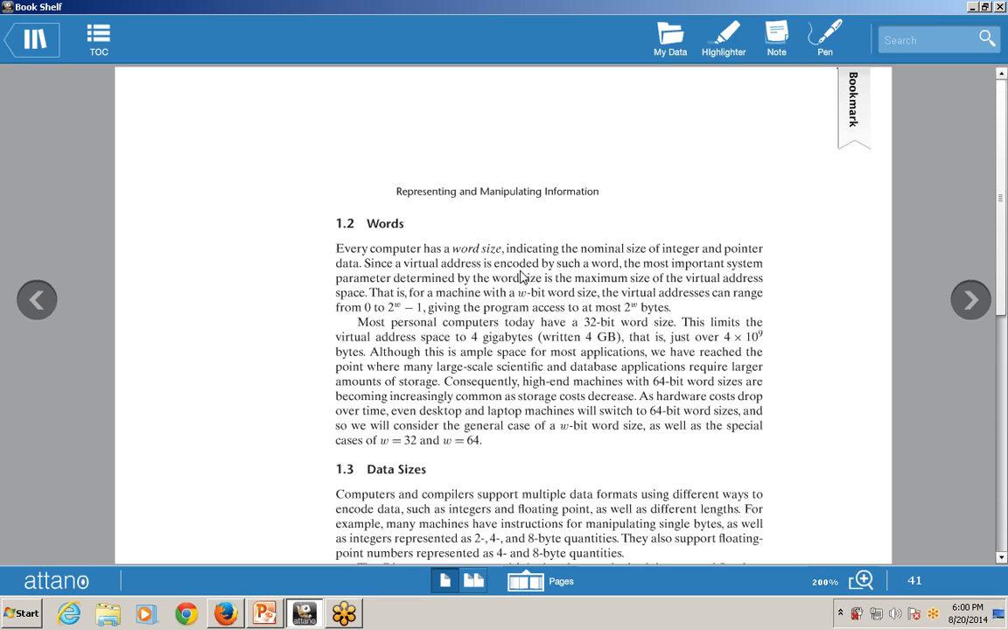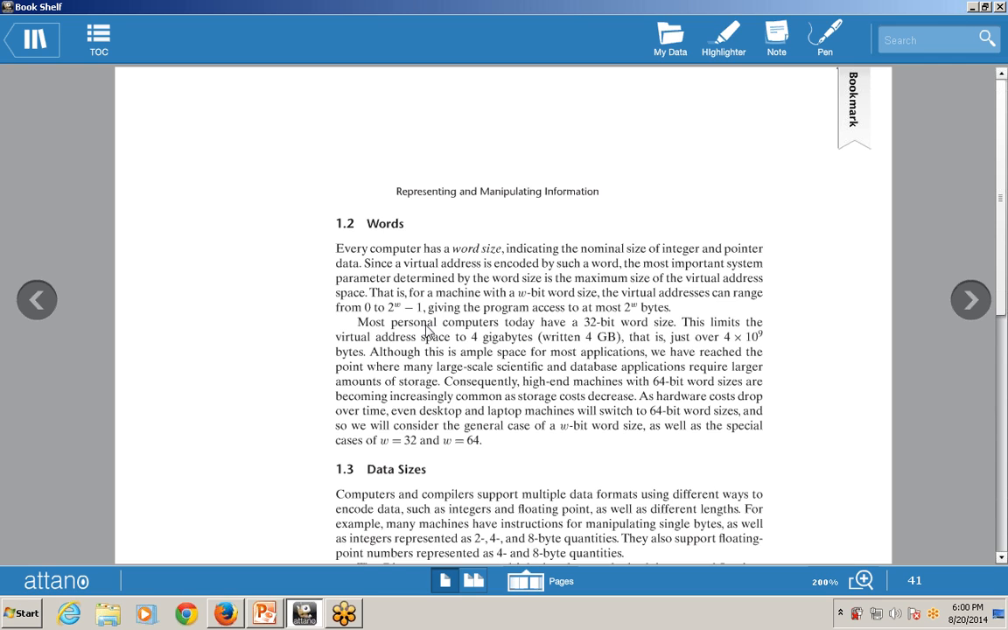Now let's see this in the book. Every computer has a word size indicating the nominal size of integer and pointer data. So we can use the virtual address for encoding the word. The most important system parameter determined by the word size is the maximum size of the virtual address space. That is, for a machine with a W-bit word size, the virtual address can range from 0 to 2 power W minus 1. Most personal computers today use a 32-bit word size.